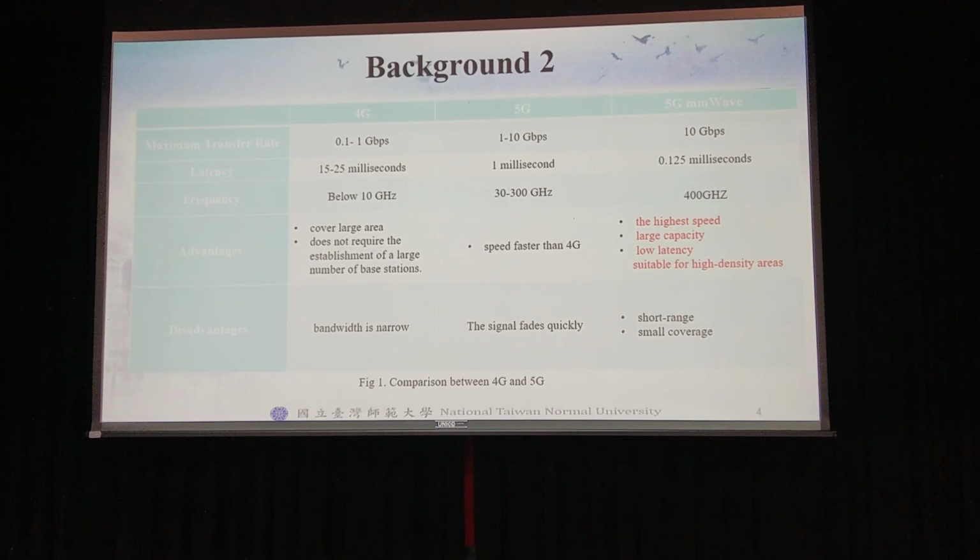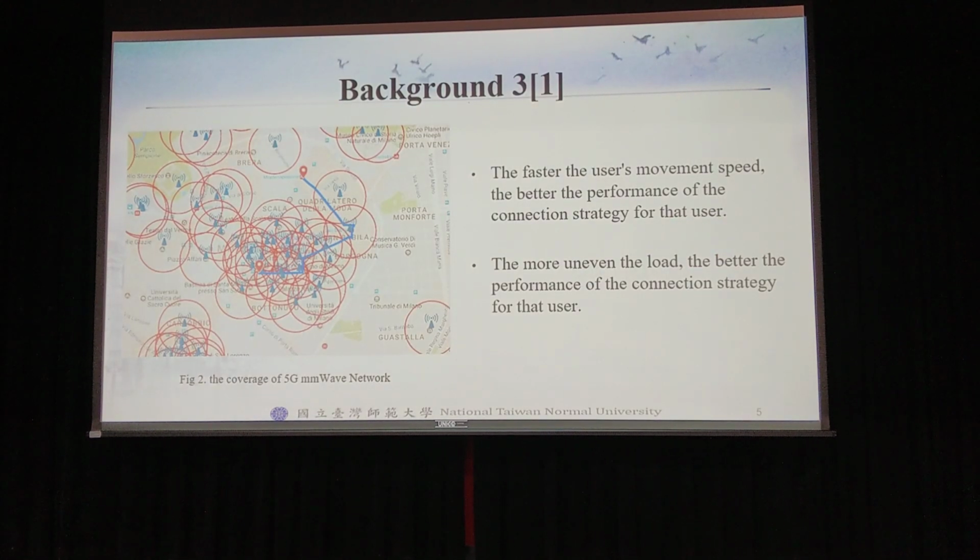The disadvantage of 5G is that the signal fades quickly. It means more base stations need to be built. For 5G millimeter wave, the advantages are the highest speed, large capacity, and low latency. According to this paper, Wi-Fi is considered a 5G small base station. From the image, it can be seen that the area marked in red has a very small range.